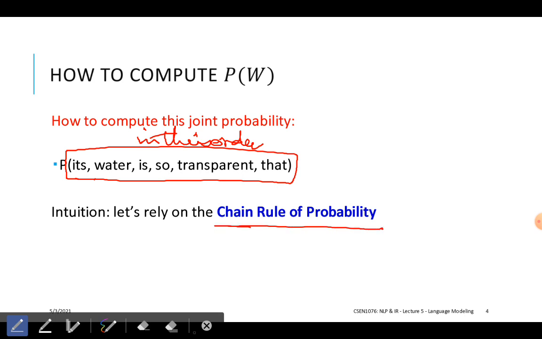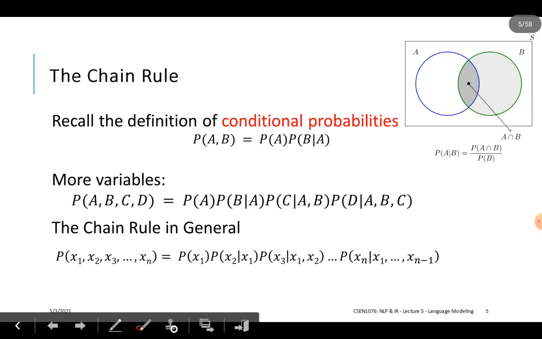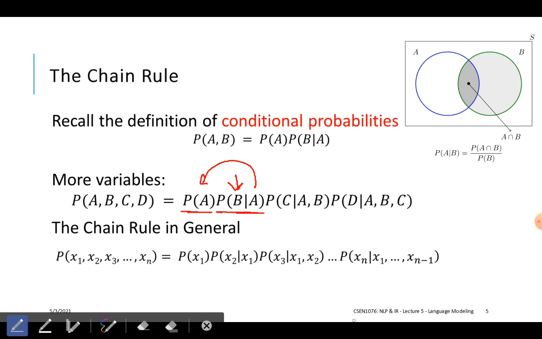We can use the chain rule of probability. What is the chain rule of probability? Basically, you need to use the conditional probability in a cascaded fashion, starting with the first word. So essentially, it is this. It's the probability of the first word, then multiplied by the probability of the second word. However, this is conditioned on the first word. Then you multiply by the probability of the third word. However, it is conditioned on the previous two words.